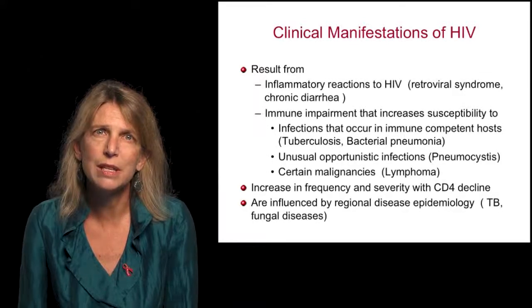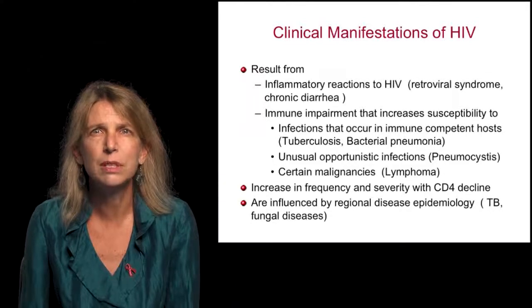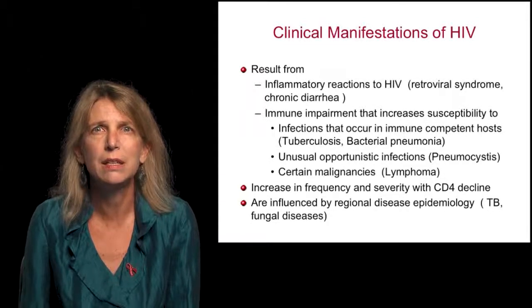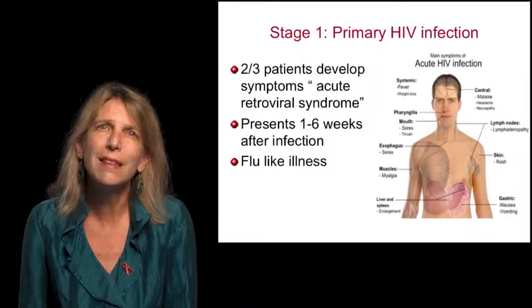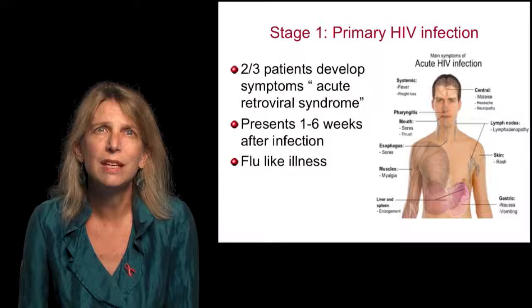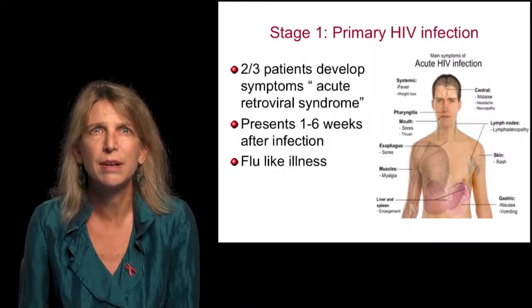They are influenced by regional disease epidemiology. For example, tuberculosis is more common in tuberculous endemic areas. We can think of HIV in terms of stages. The first stage of HIV we can call primary infection.